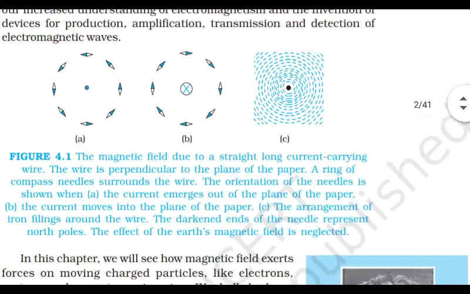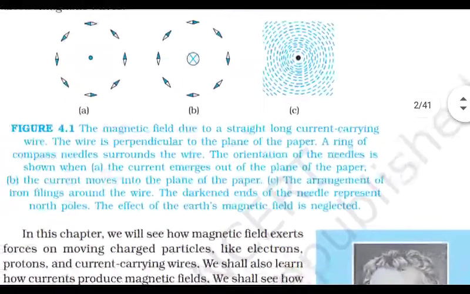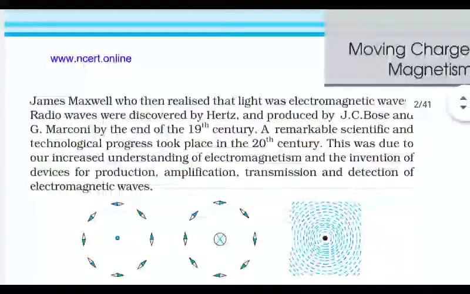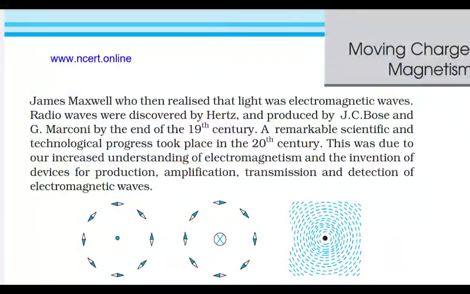So many arrangements of iron filings around the wires we have done in class 10th. If you remember, there was one experiment. The darkened end of the needle. Okay, these are the things. The first one who discovered this is Ørsted. We always remember by that.